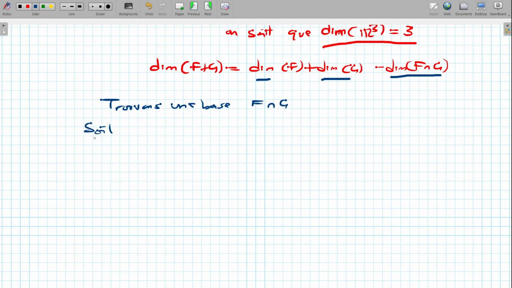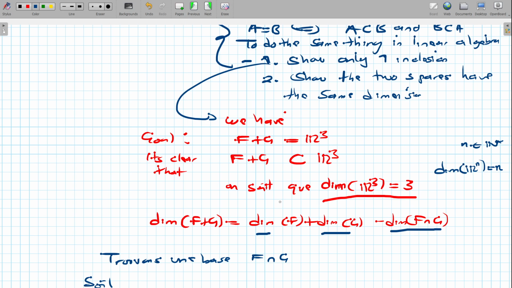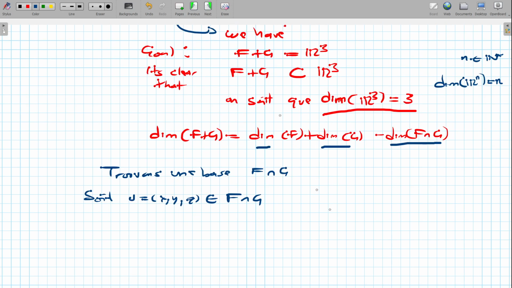So soit, okay, let me just maybe go down a little bit like so. Let me just give myself some space. So soit we take a vector U, soit U with components X, Y, and Z, an element of F intersection G. So what does it mean for this vector U to be in F intersection G? Well, this means two things. Well, this means that this vector U is an element of F and that this vector U is an element of G. So it means the vector U satisfies the condition in F and the condition in G. The condition in F is X minus 2Y plus Z is equal to 0.